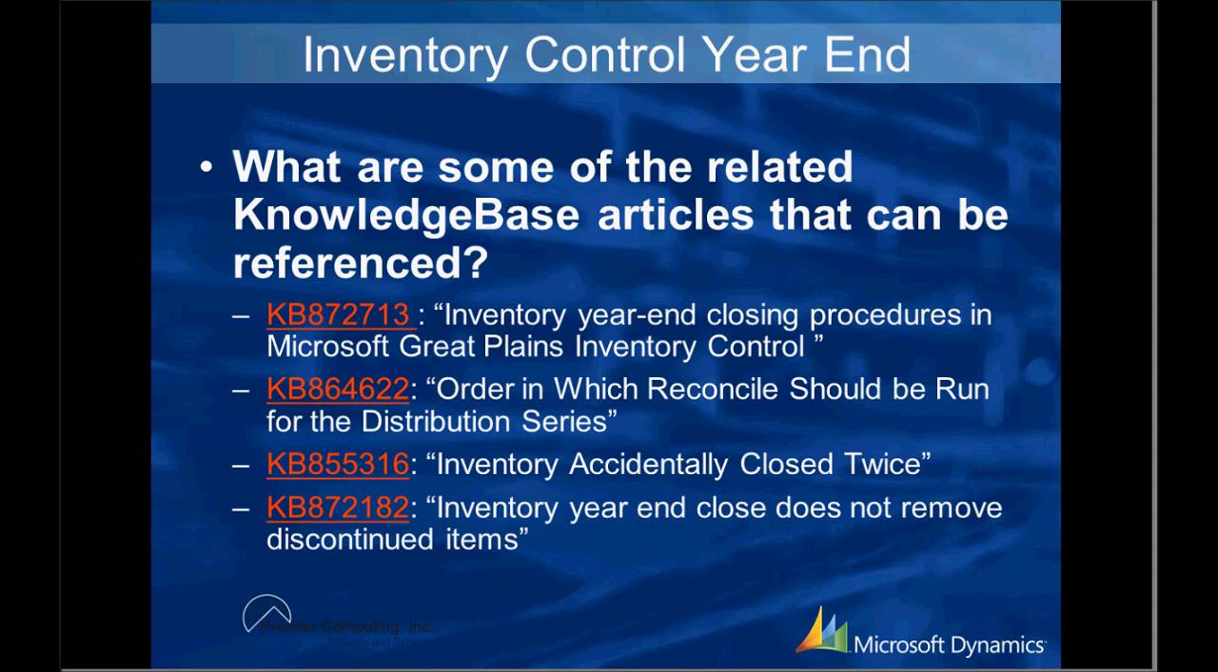Here are some knowledge base articles that we might need in reference to the year-end closing. The first one is, of course, the year-end closing procedure. The second is the order in which reconciliation should run. The third one is what to do if we accidentally close inventory twice. And the fourth one is the inventory year end does not remove discontinued items.